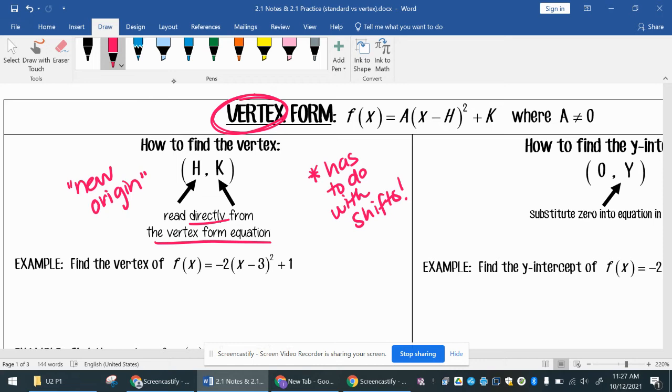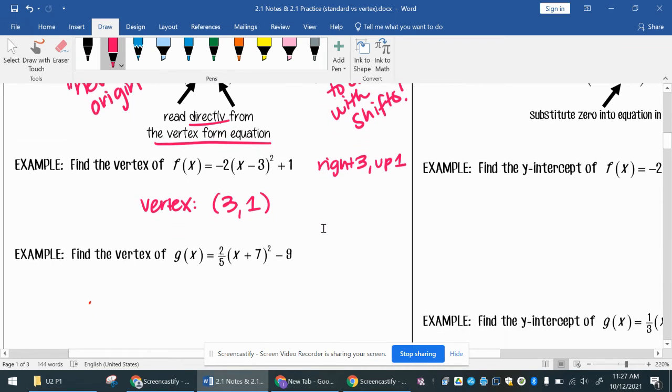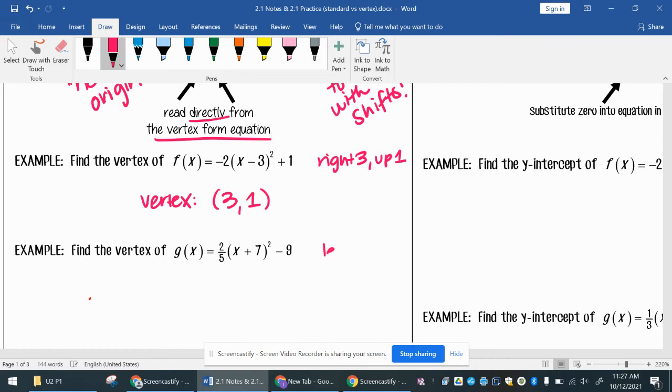For example, the vertex of this parabola is 3, 1, because this had right shift 3 and up 1. That's in quadrant 1 at the ordered pair 3, 1. That would be your new origin. This one has a left shift 7 and down 9. That would land you in quadrant 3. So the vertex is at -7, -9.